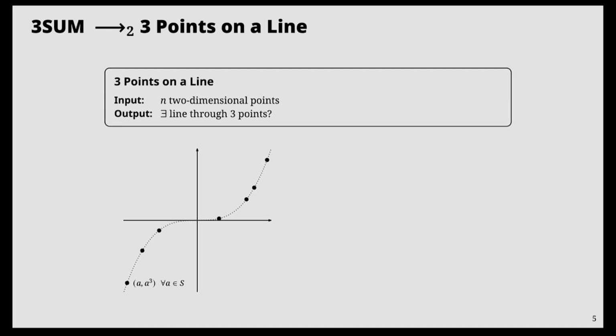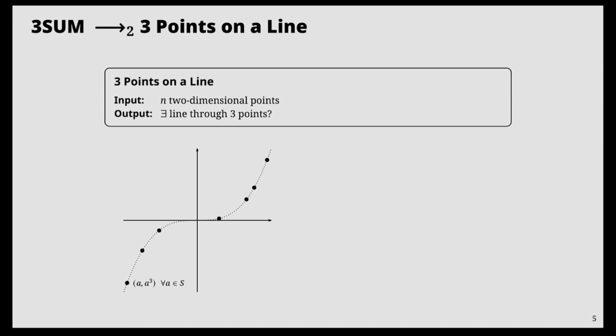Again, we're given a 3SUM instance S. We want to place this instance as points somewhere. Whenever you had an A in your instance, you place it at the point A, comma A cubed. So x-coordinate A, y-coordinate A cubed. You can see that all of these points follow the graph of the function f of x equals x cubed. All of these must lie on there.